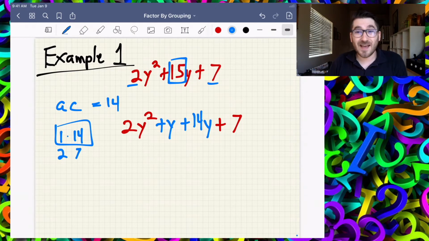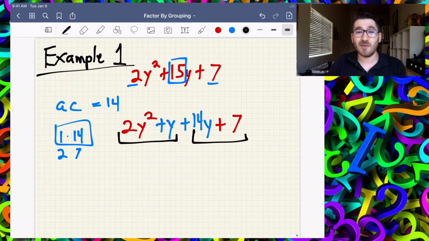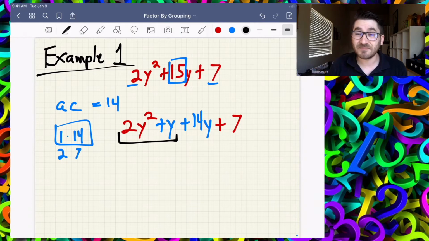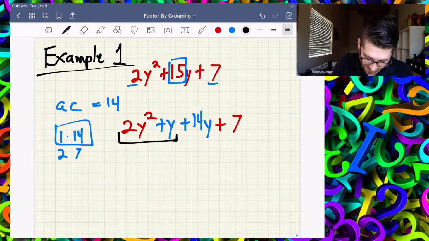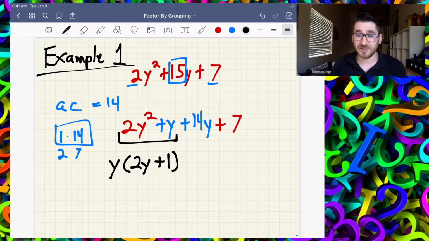And now the actual factoring by grouping part. When we say by grouping, we're going to take a look at these first two terms and then take a look at these second two terms, and we're going to factor those separately. So let's take a look at these first two terms. 2y squared plus y. They have a greatest common factor of y. So I'm going to factor that out and get y times 2y plus 1. And there's our first group factored.